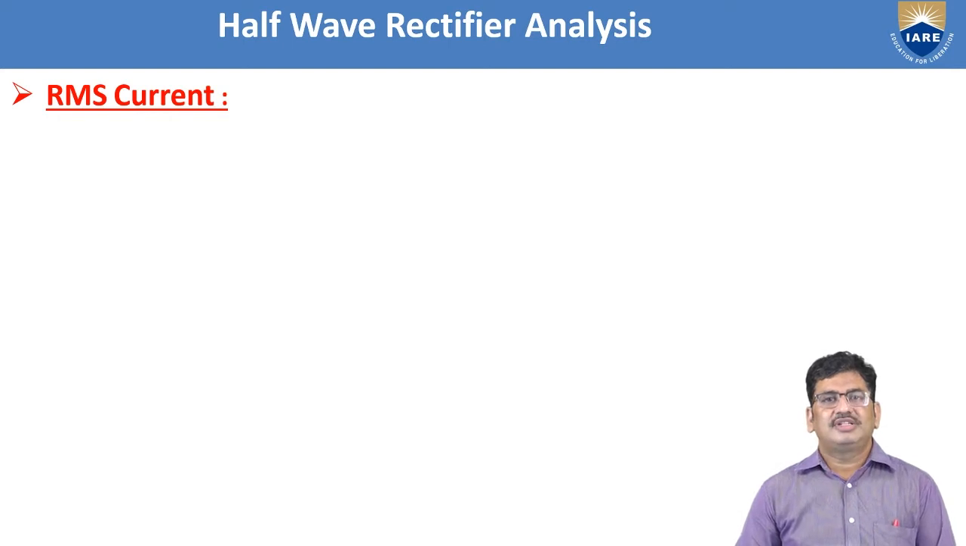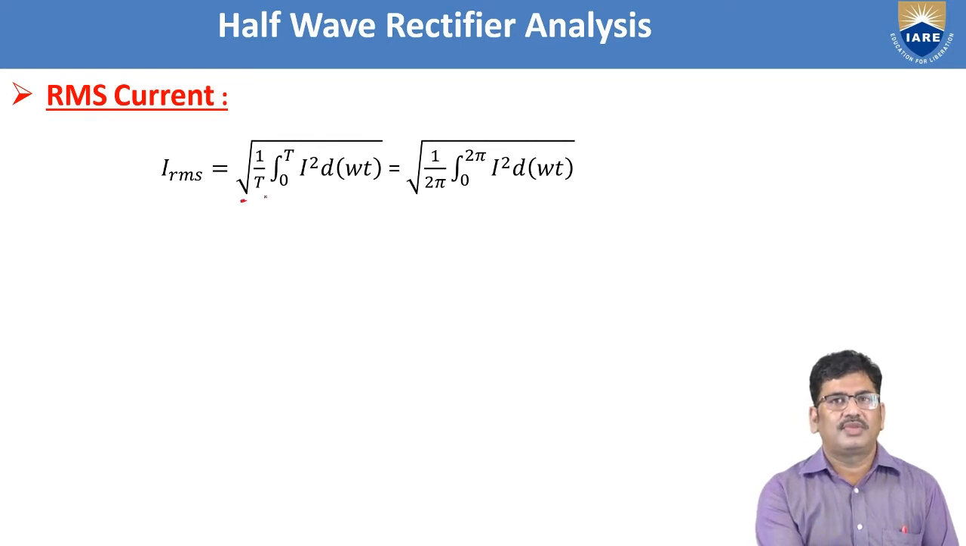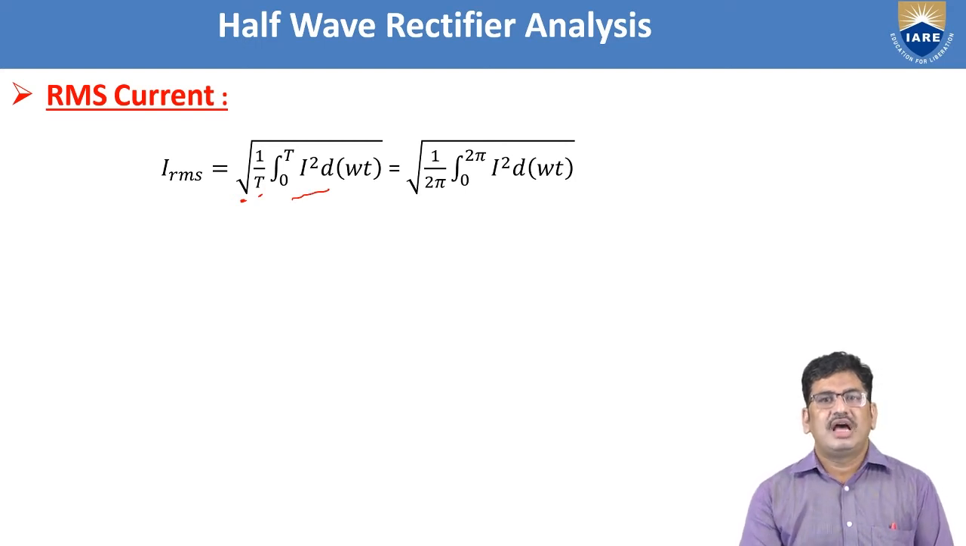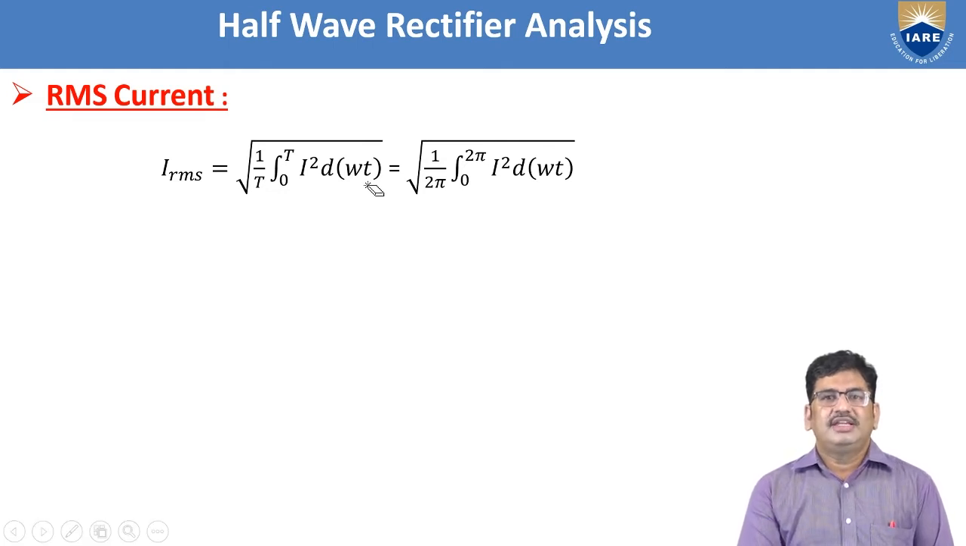The third factor is RMS current. The expression for RMS current is given as the square root of 1 by T integral 0 to T of I square d omega t. Root mean square: the root is the square root, the mean is the averaging, and this is the squared signal. That's why it is called RMS. By substituting T is equivalent to 2 pi, we can rewrite the IRMS expression as the square root of 1 by 2 pi integral 0 to 2 pi I square d omega t.